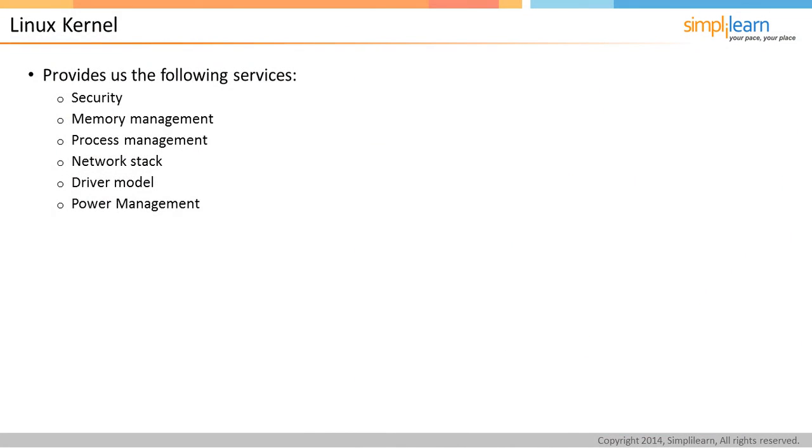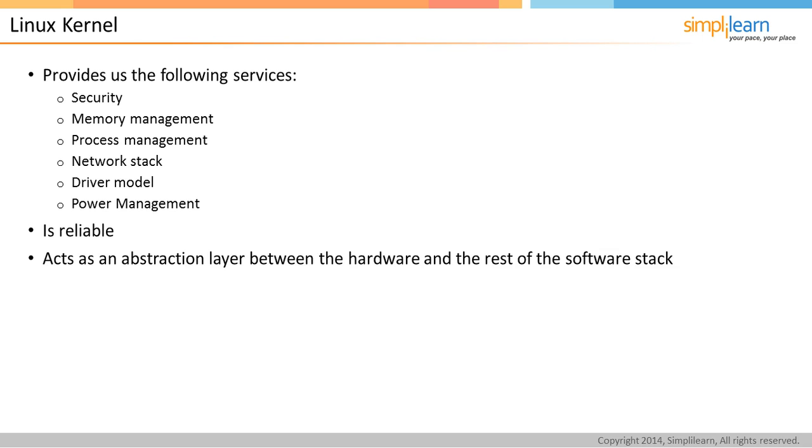Let us look at the first of the Android operating system architecture sections, Linux kernel. The Linux 2.6 kernel provides services like security, memory management, process management, network stack, driver model, and power management. It is reliable and also acts as an abstraction layer between the hardware and the rest of the software stack. Next, we will understand libraries.